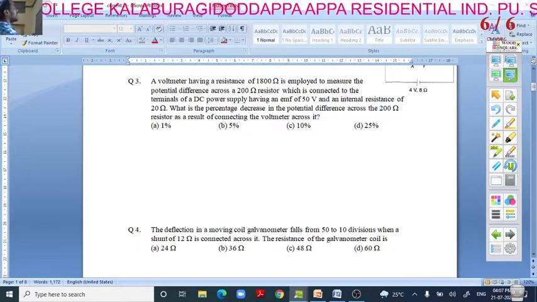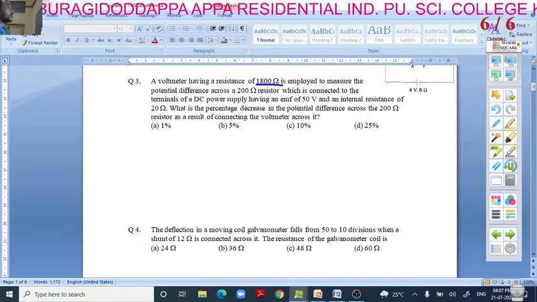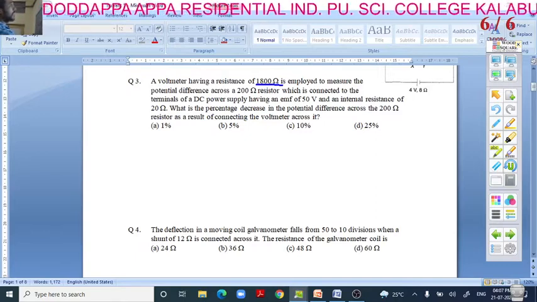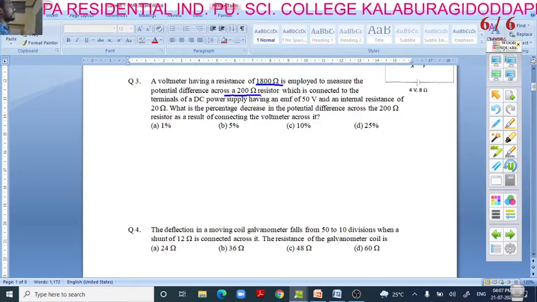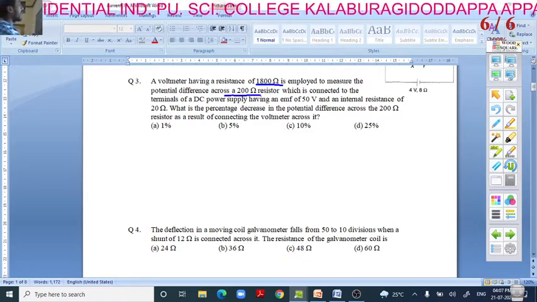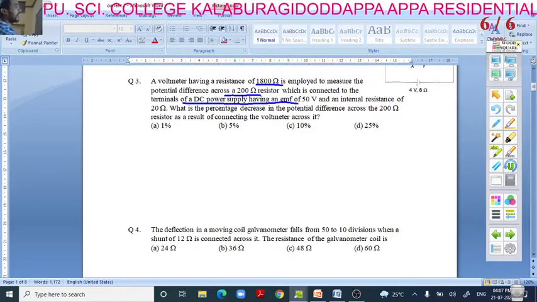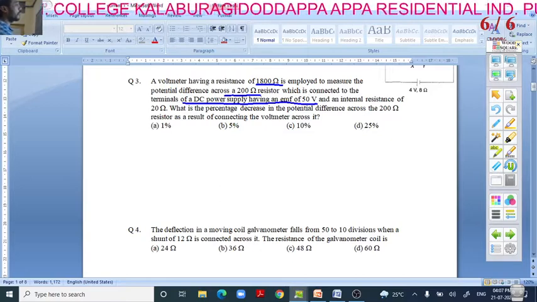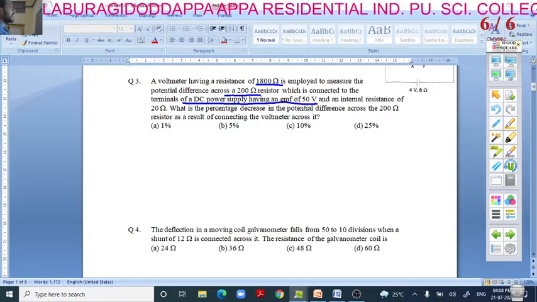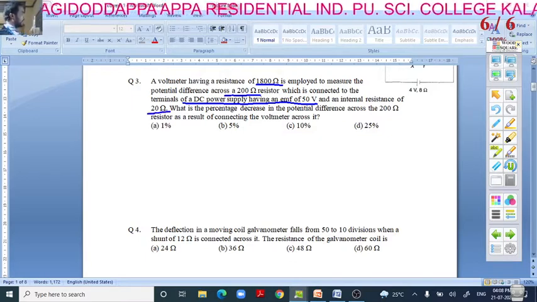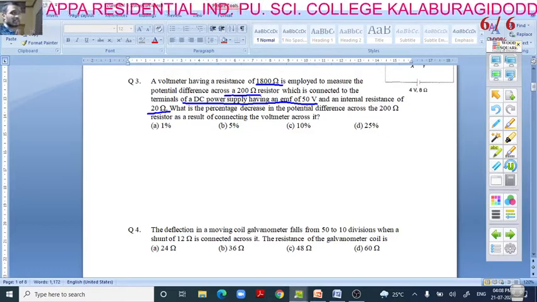Say a voltmeter having a resistance of 1800 ohm is employed to measure the potential difference across a 200 ohm resistor, which is connected to the terminals of a DC power supply having an EMF of 50 volt and an internal resistance of 20 ohm.